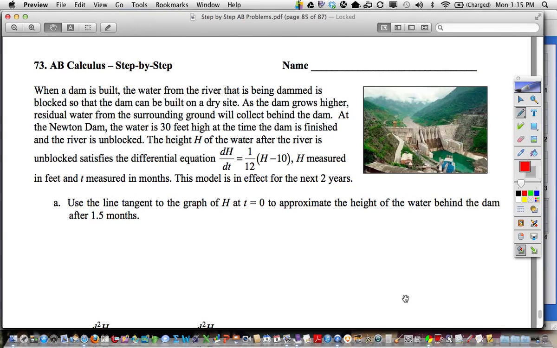How many people signed up to take the AP test? Might not be too late to get a refund. I don't know. All right. No, that's it. All right.